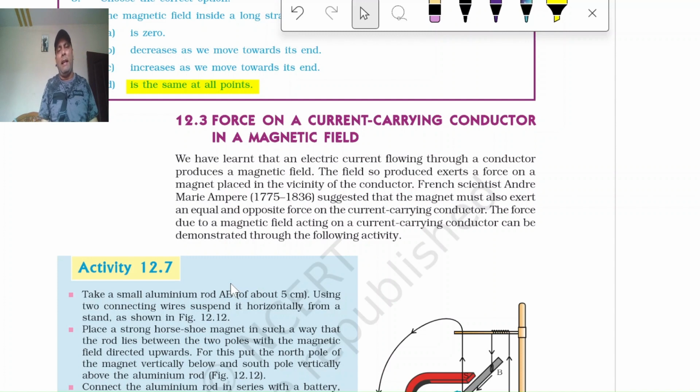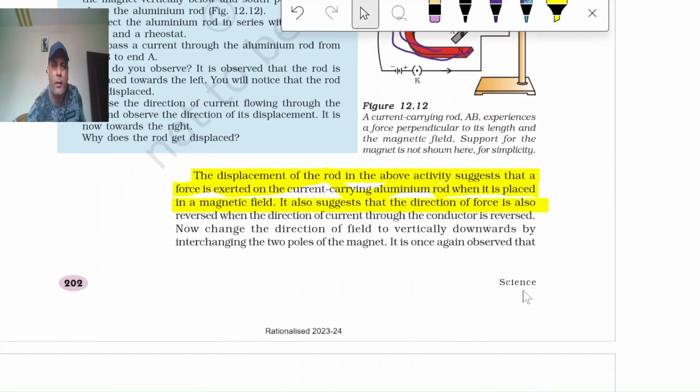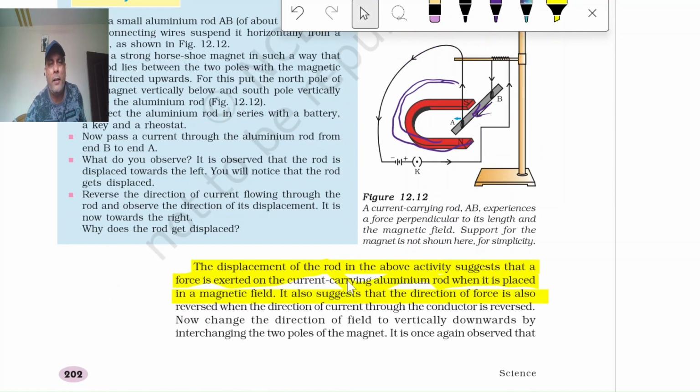Force on the current carrying conductor, now understand this also, it's very easy. Suppose this is a current carrying conductor, and when you put that current carrying conductor inside a magnet, we will see the deflection or displacement of the current carrying conductor. The displacement of the rod actually suggests that force is exerted on the current carrying aluminum wire when it is placed in the magnetic field.